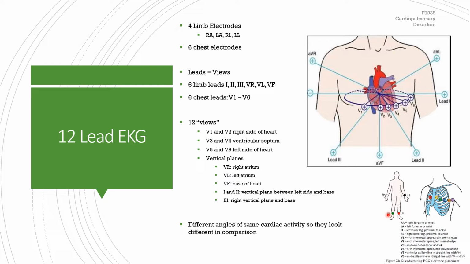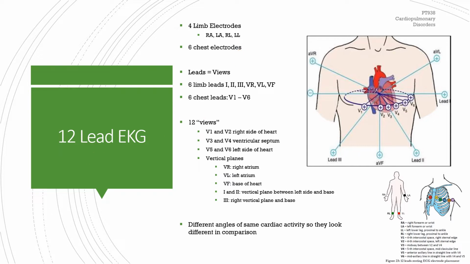And then limb lead 1, 2, and 3, where are those coming from? Well, the right leg is a ground, okay, so this is a ground electrode. So 1, 2, and 3 are combined. They combine different views together to create vertical planes between different sections of the heart. So just keep that in mind as we go along, okay? But all of that combines together, and what it does is it gives us these different viewpoints.